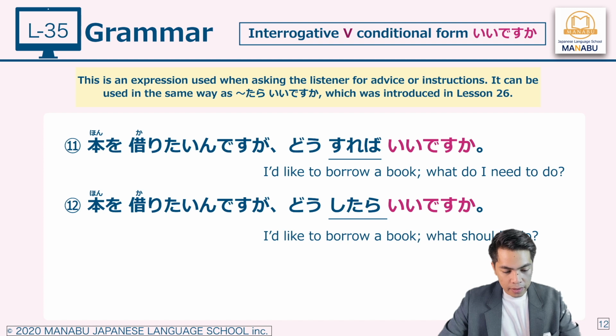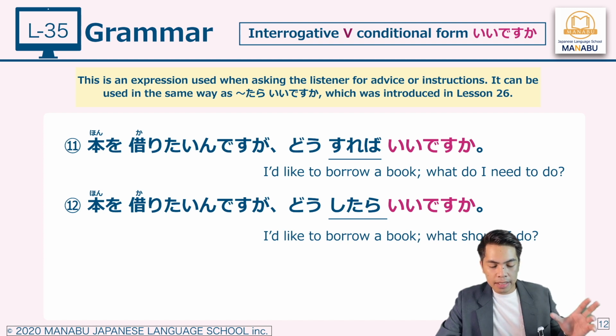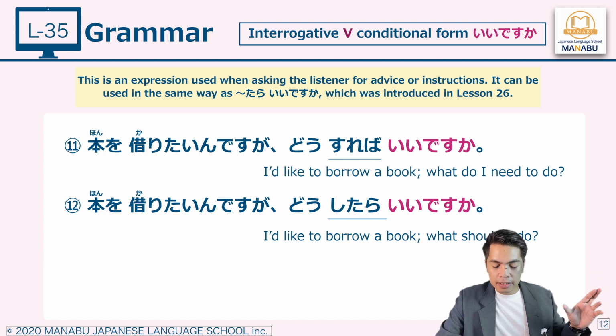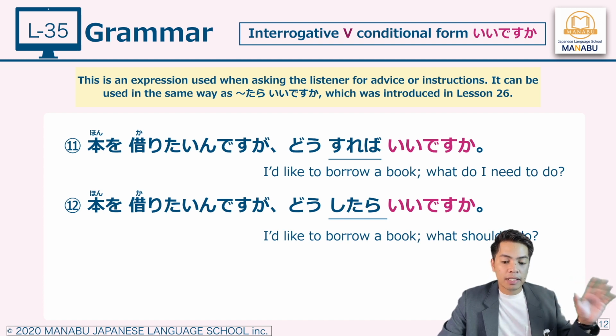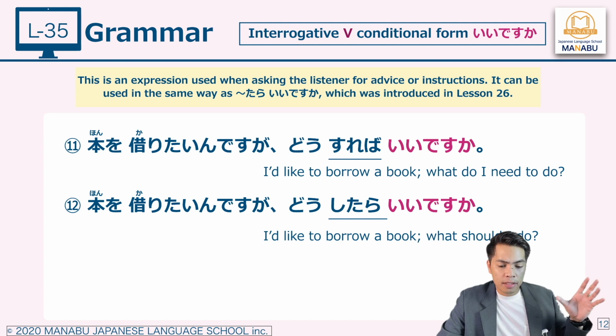Then example number 12. Hon o karitain desu ga? I'd like to borrow a book. Do shitara ii desu ka? So if you remember that tara ii desu ka, so when asking the do shitara ii desu ka, you're asking about options. What should I do? What can I do? So there are other things. But when asking do soreba ii desu ka, what is the best thing to do?